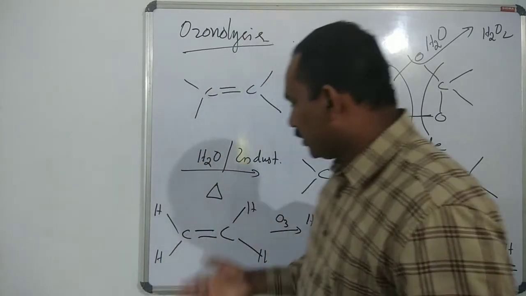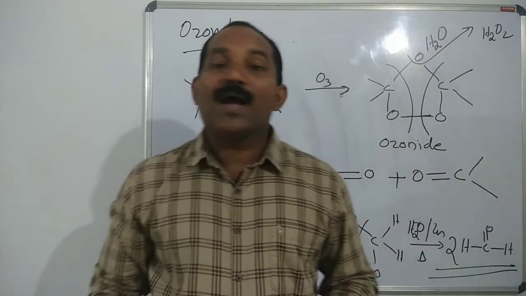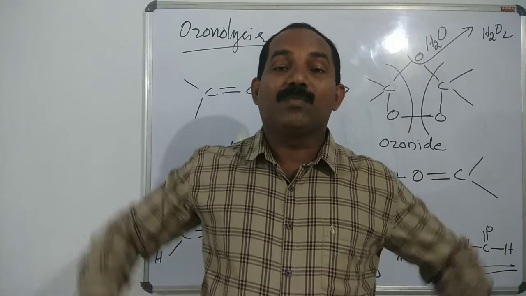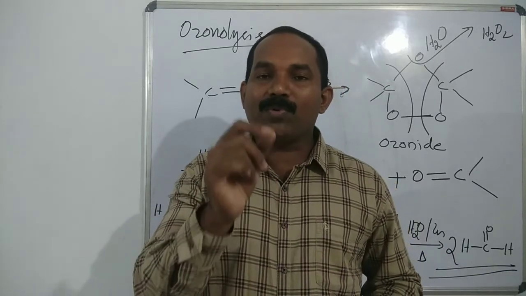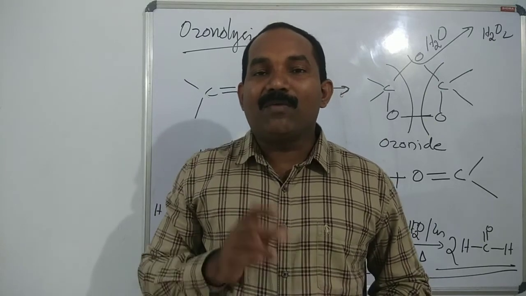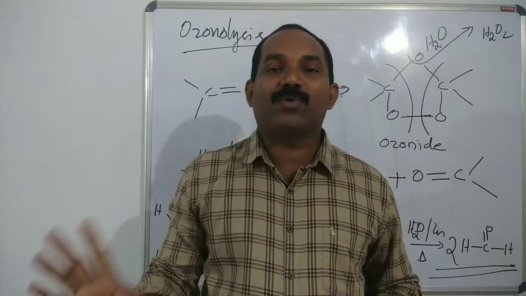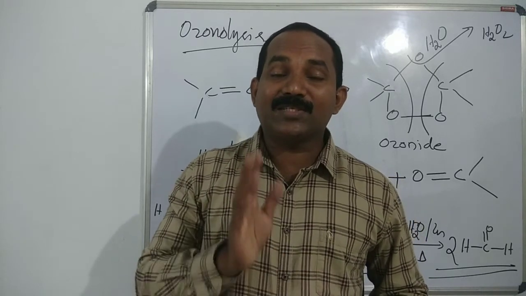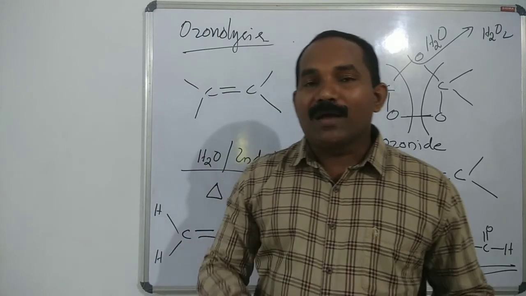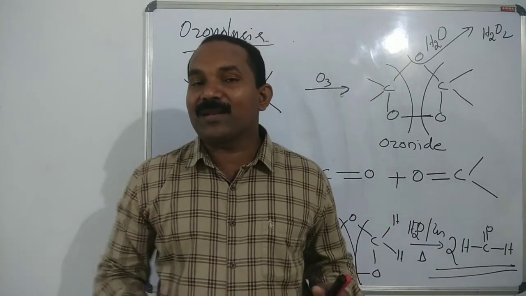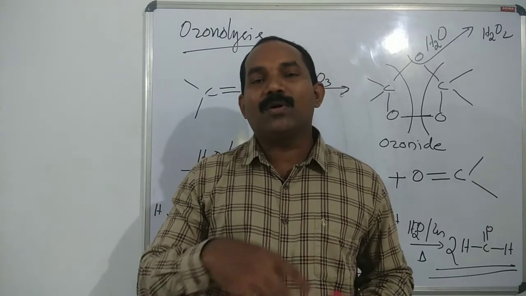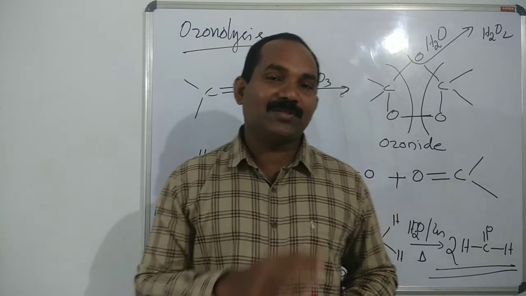Similarly, you can take many alkenes. Different alkenes give different products. And one more important piece of information: if the alkene is symmetrical, we get 2 moles of the same product. And if the alkene is different, we get 2 different products. So you practice more examples.